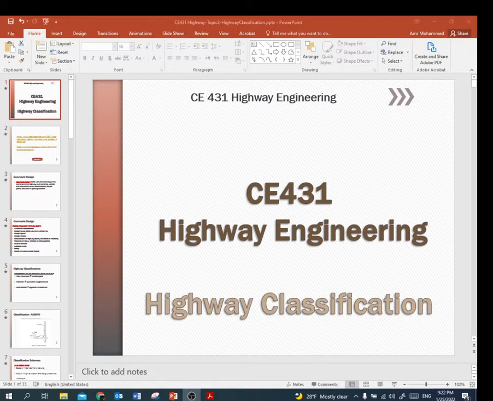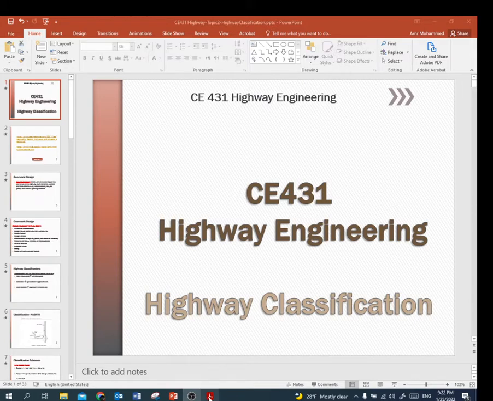This is a very easy topic, and we are very interested in classifying our highways in terms of functional classification. So we're going to talk about classifications in general for highways, but we're going to focus on what we call functional classification of the highway. In other words, we want to divide different highways so we can start designing them, and the main function of the highway is the basis on which we want to design our road.